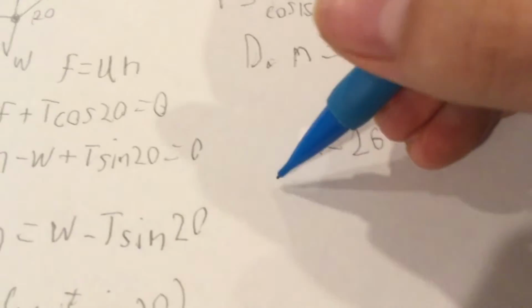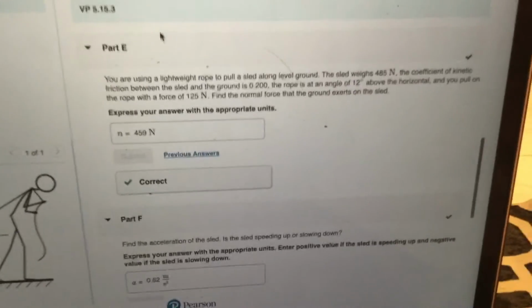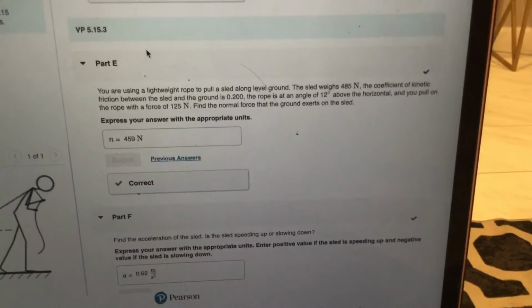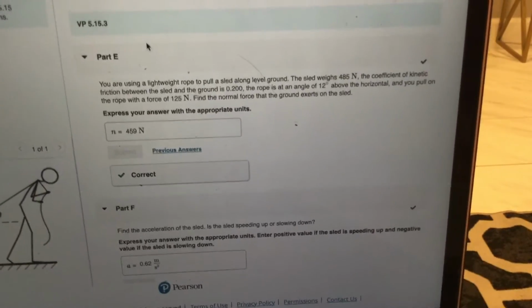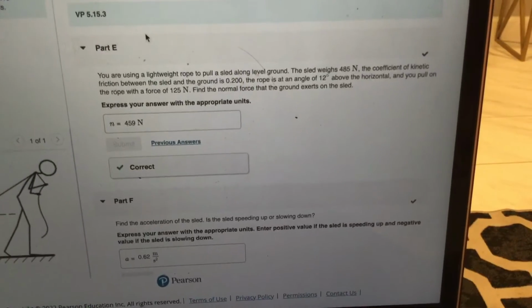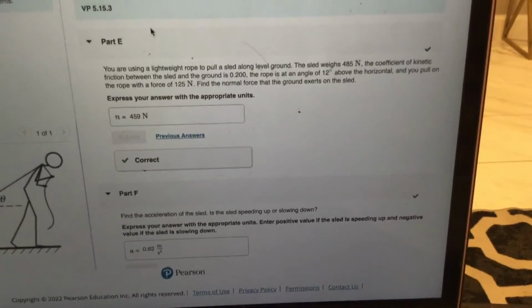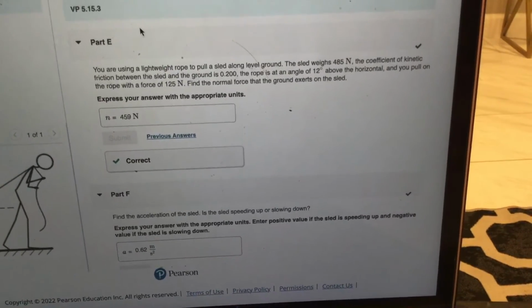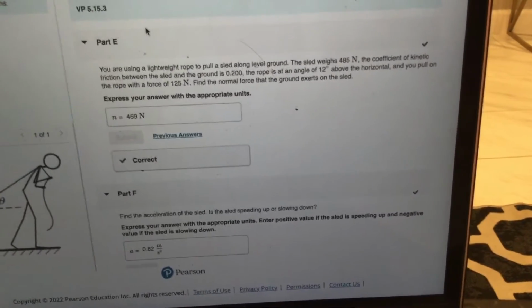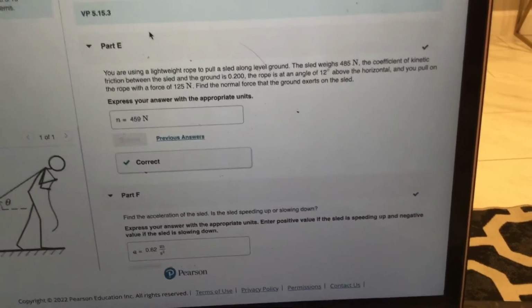Okay, now we'll go to part E. You are using a lightweight rope to pull a sled along the level ground. The sled weighs 45 newtons. The coefficient of kinetic friction between the sled and the ground is 0.2. The rope is at an angle of 12 above the horizontal, and you pull on the rope with a force of 125. Find the normal force that the ground exerts on the sled.